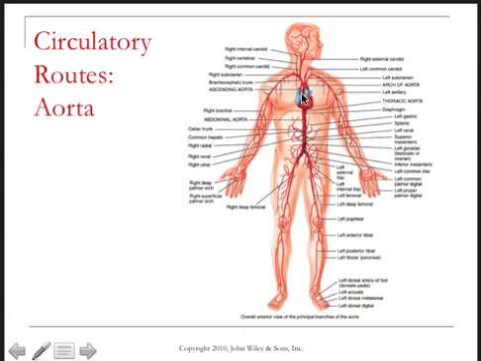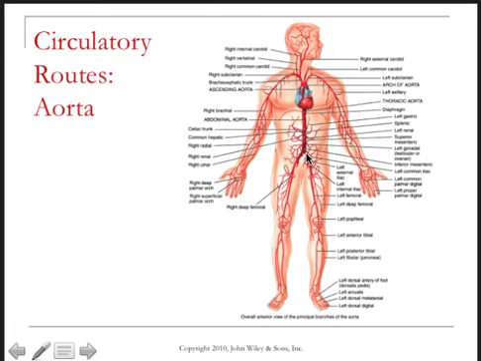This is the aorta. Okay, as the aorta heads up, it's called the ascending aorta. This is the aortic arch. This is the descending aorta. In the region of the chest, it's called the thoracic aorta, and as it passes through the diaphragm, it now becomes the abdominal aorta.